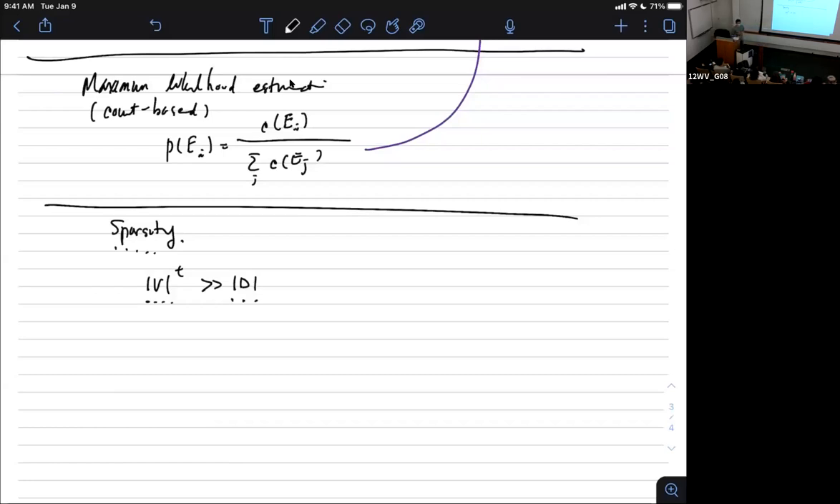Well, why is it a problem? If you don't see them, you just say that the count is 0, then maybe that's fine. But the issue is that the 0 count does not imply that a given sequence is impossible.